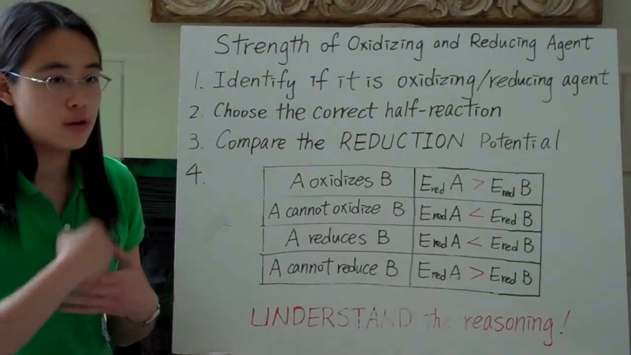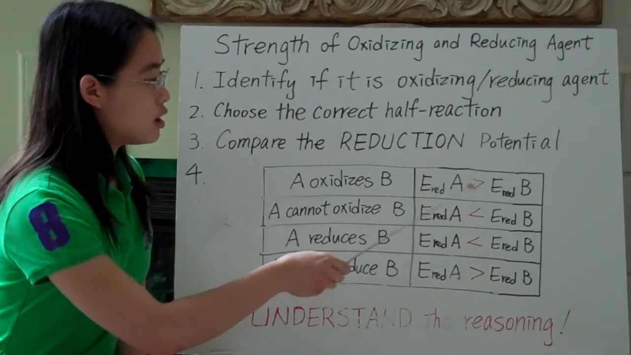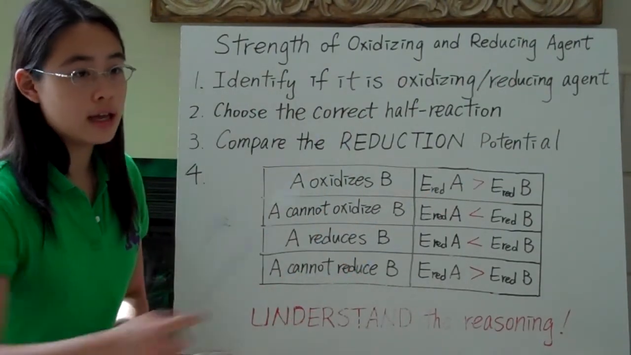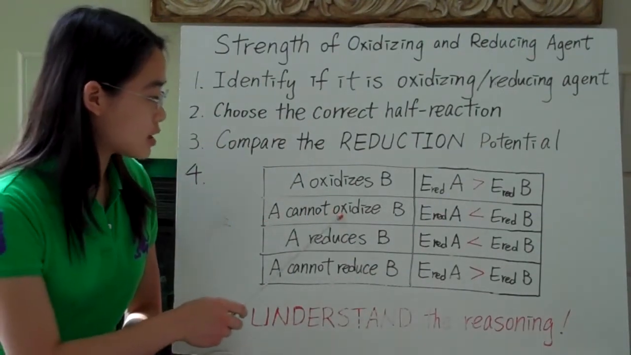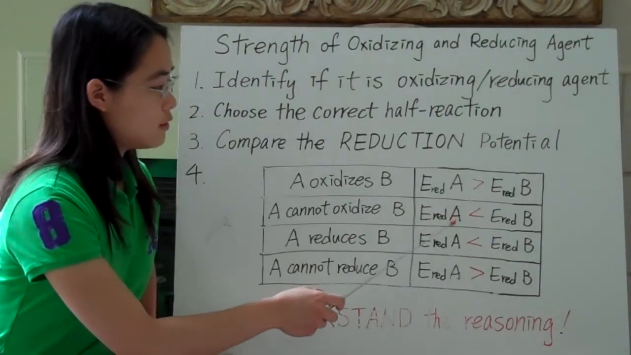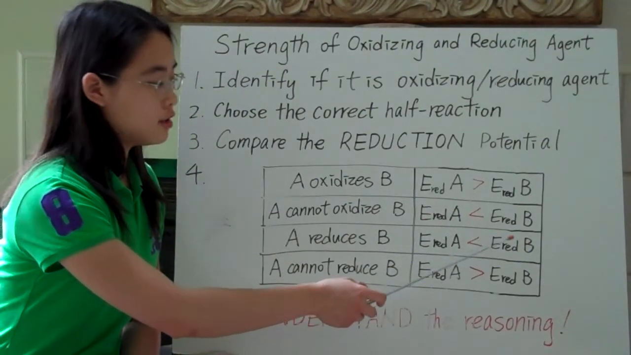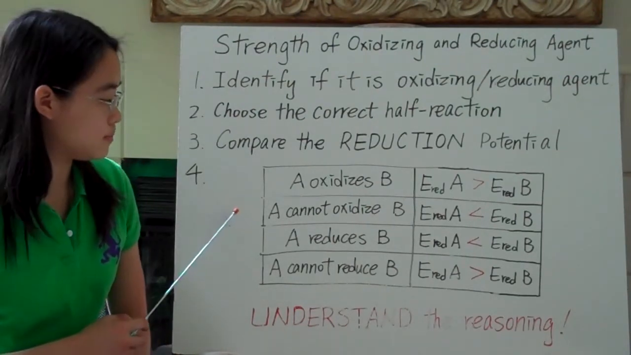A will grab electron from B to oxidize B, right? Then reduction potential of A will be greater than B. And if A cannot oxidize B, then the reduction potential of A is less than reduction potential of B. This statement is just the reverse of the previous one.